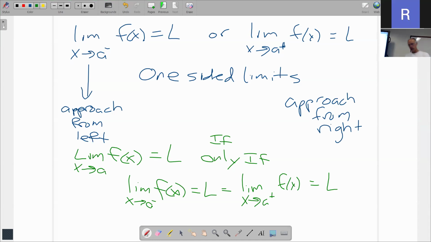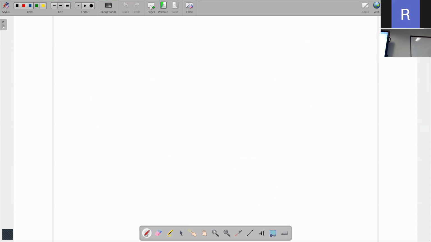Here's the function I'm going to take a look at. You may or may not have seen this before, depending on where you are on the homework. Limit as x approaches 0 of (1 plus x) raised to the power 2 over x.